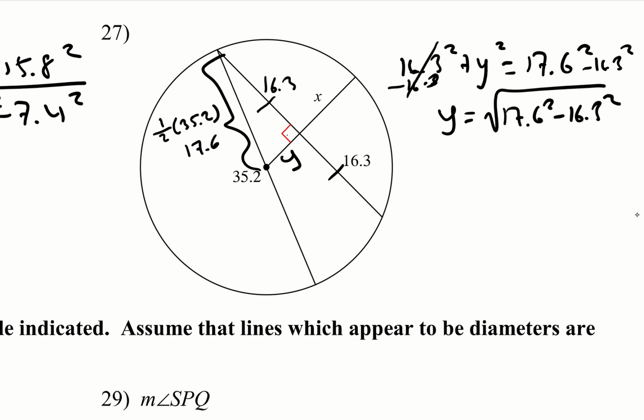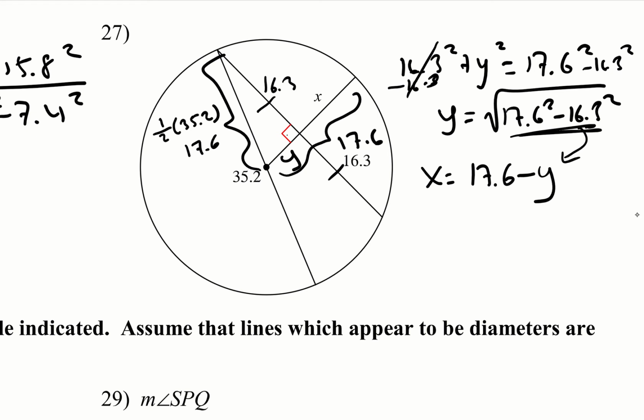And once you get y, once you get this number, then you know what x is, because this entire thing is the radius. The radius is 17.6. So to get x, you do 17.6 minus y. So I'll leave it to you guys. Calculate y from here, and then you can subtract that from the radius to get x.